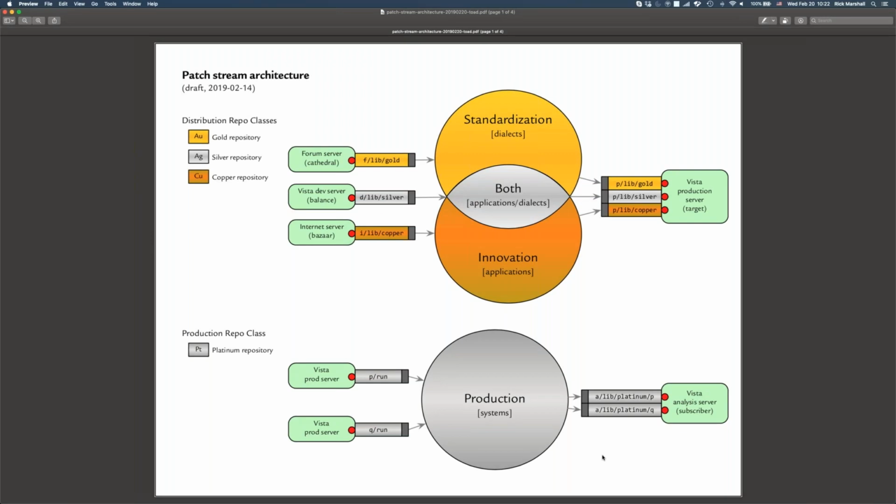And that's why we're proceeding with what we're about to do. The specific directory structures I'm showing you here, lib and run and gold, silver, copper, and platinum, we're not going to get into directories this week. Directory names and repo names, we're going to do next week. This week's work is going to set us up to be able to talk about this.